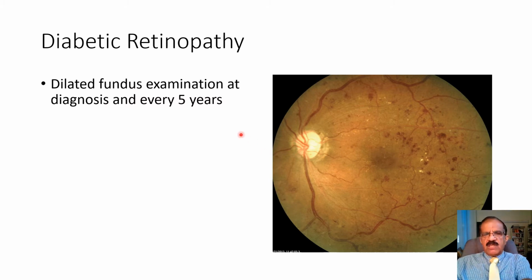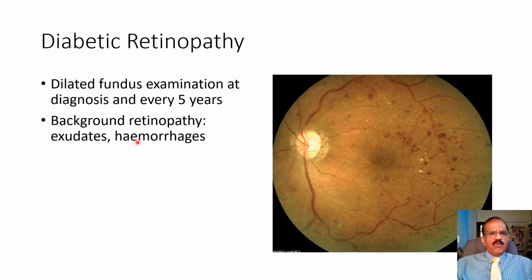And there are various abnormalities. It is actually two types: background retinopathy. That means there may be various types of exudates. These white spots, these are exudates, or there could be various types of hemorrhages. Both indicate vasculopathy.